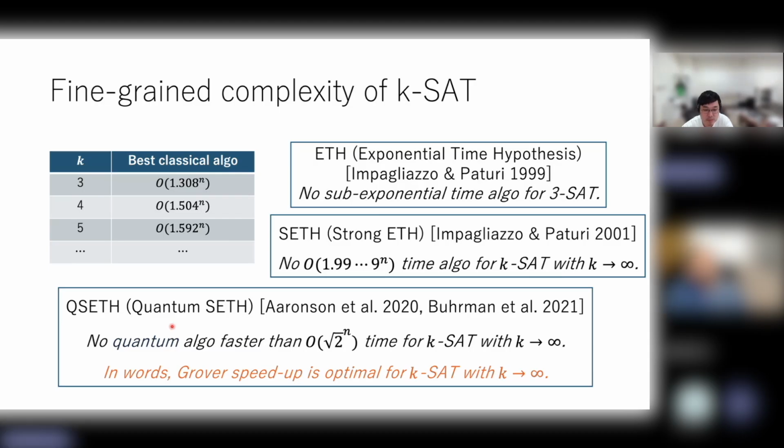And recently, a quantum analog of SETH, QSETH, was proposed. They say we can have the global speed up, but that speed up is also optimal with very large k. That's the conjecture.